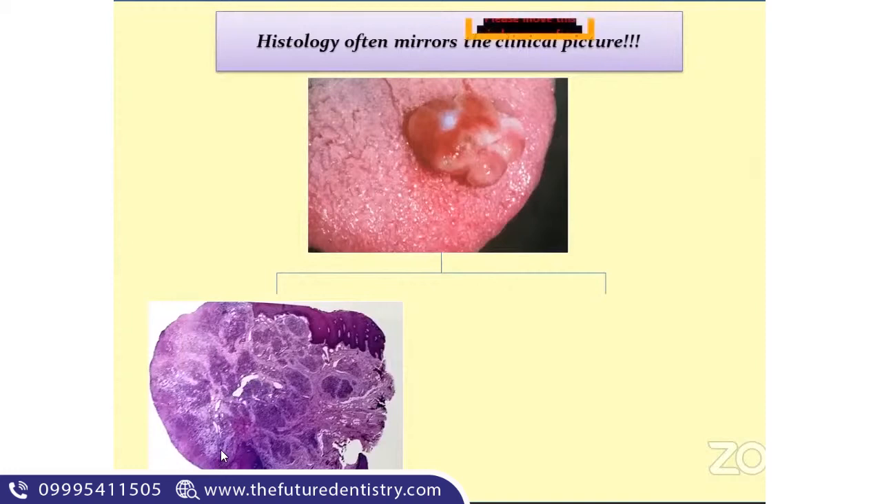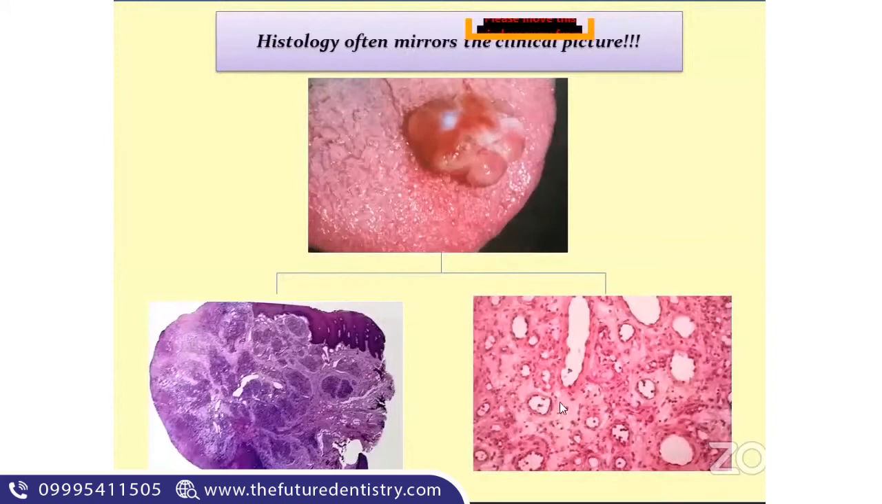Now you start zooming in, move into higher power. What you see is these bluish patches were actually dense inflammatory cell infiltrate, and these empty spaces are engorged, dilated blood vessels. This is suggestive of a pyogenic granuloma.